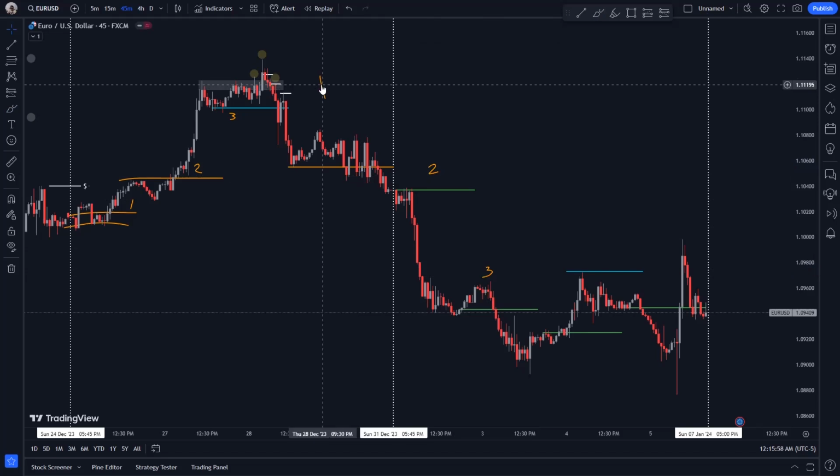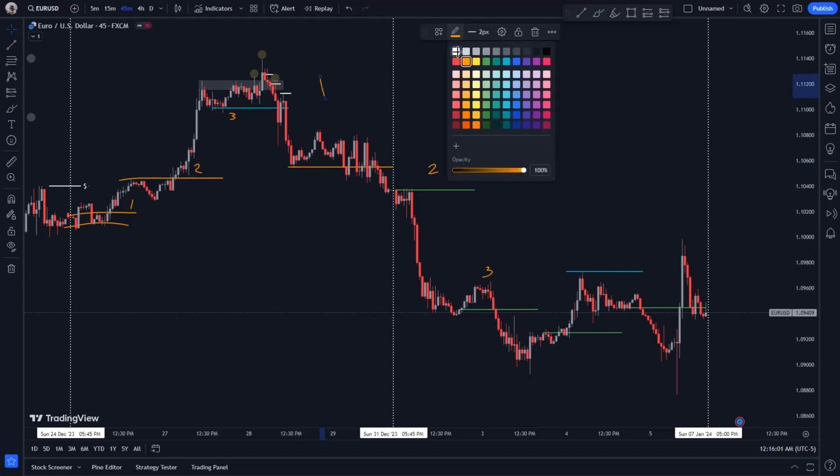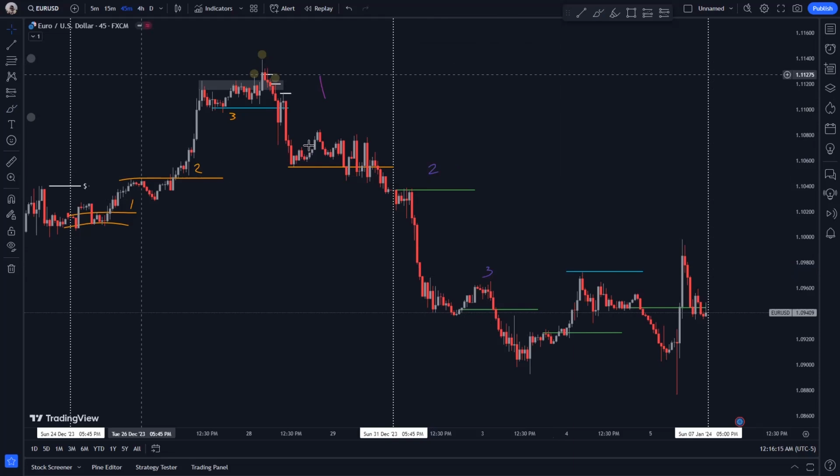So I'm going to change the colors of these numbers. I go ahead and mark my levels. And for those asking what the green line is referring to, this is the daily open price. This is where the price opens at.